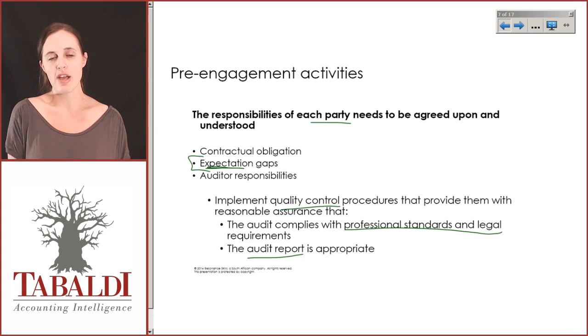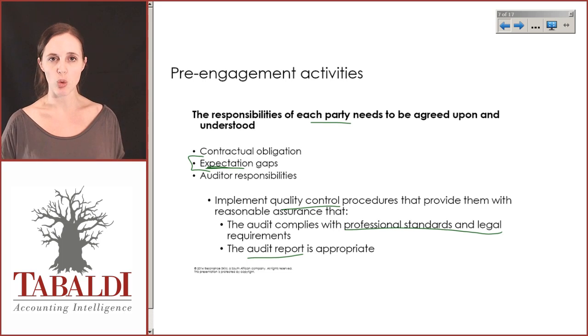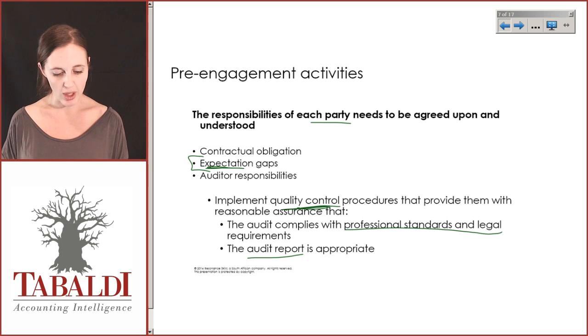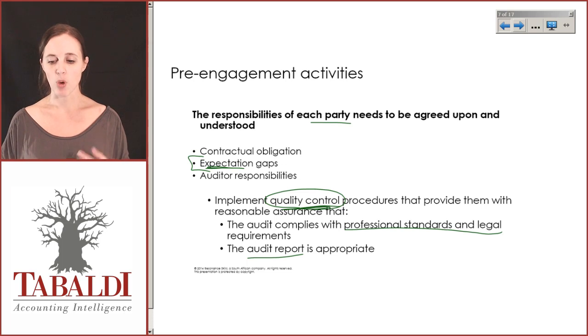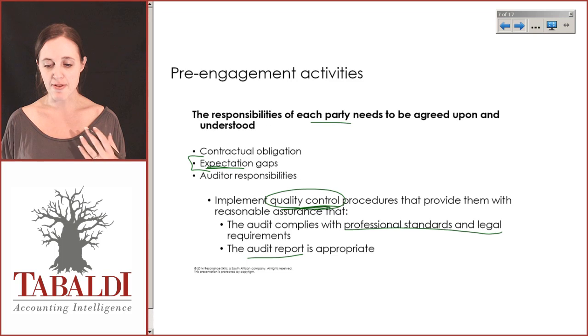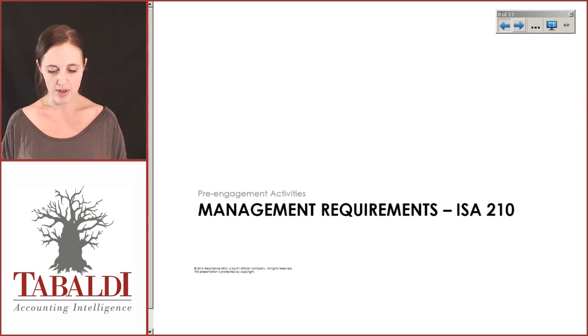We need to make sure, if we've said we're going to do a certain job a certain way, as a firm, we need to make sure that we have quality control processes in place that watch whether or not we're doing things according to plan. So these quality control procedures are my problem as an auditor. This is not my client's problem. This is my problem to make sure that once I have taken on the job, I fulfill the job to the expected level of quality.